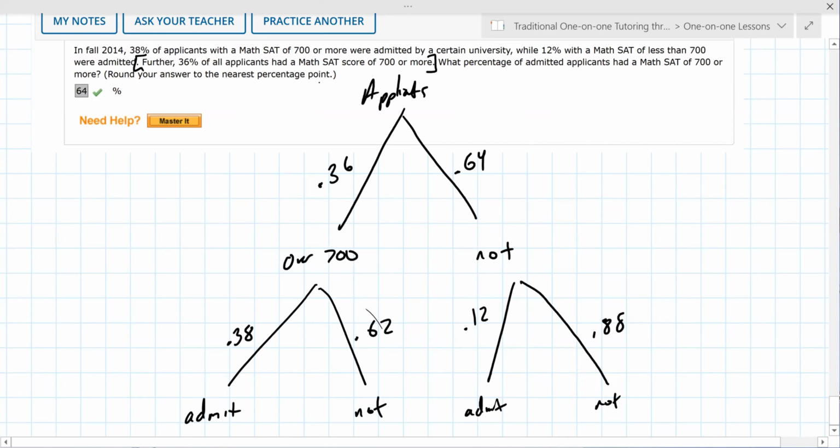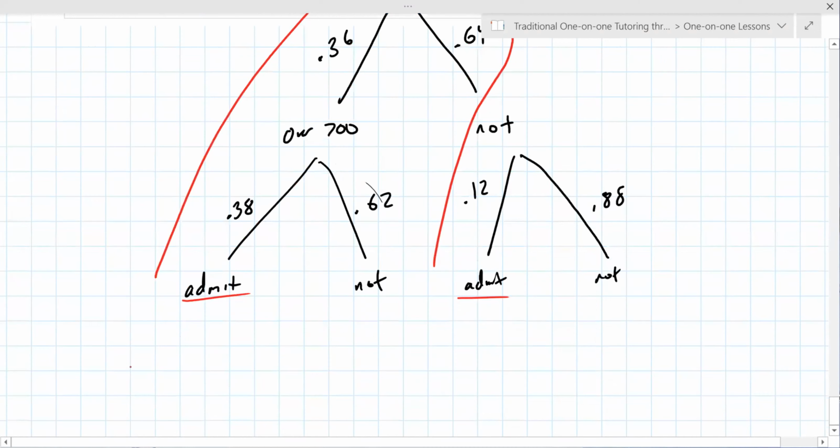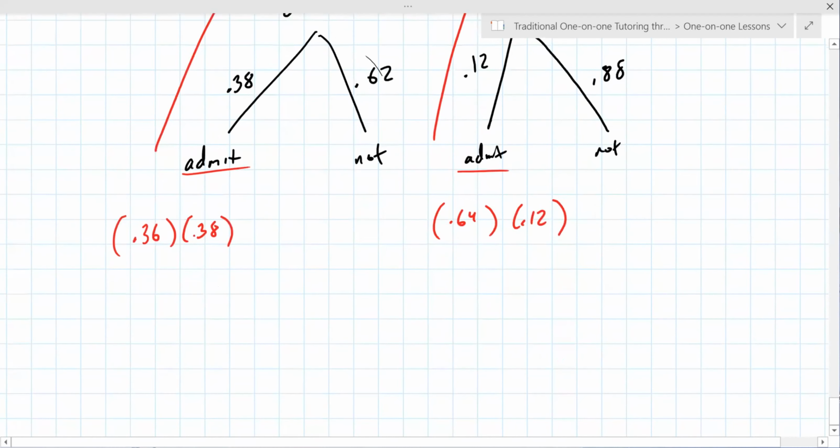Okay. The other thing that kind of helps is, usually, I gotta say this very carefully, usually the thing that they're asking about has to be in the bottom row here. So the path to admit is down this way, and then the other path to admit is down this way. And to get those, it's 0.36 times 0.38, and 0.64 times 0.12. So we need those two numbers. And those numbers are going to go on the bottom here of our fraction.